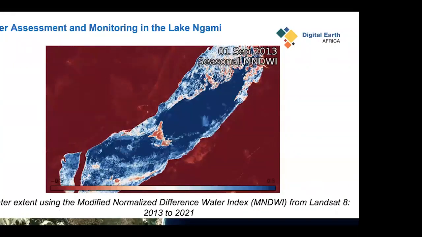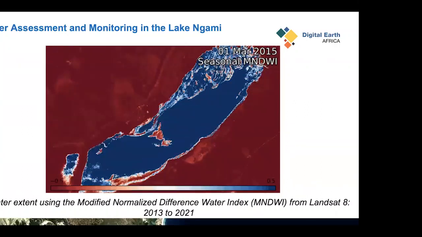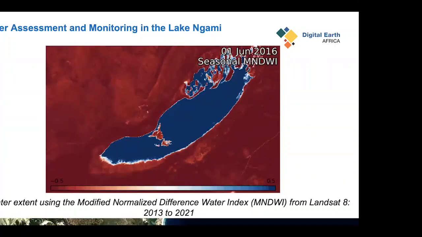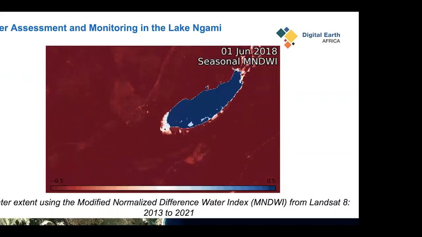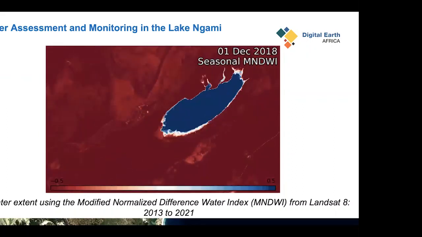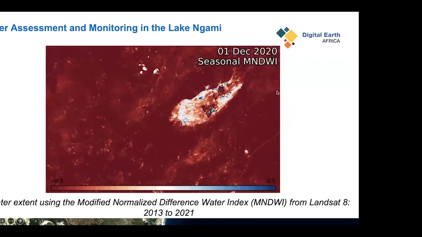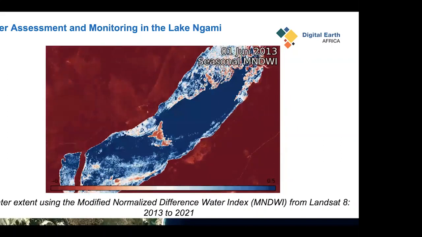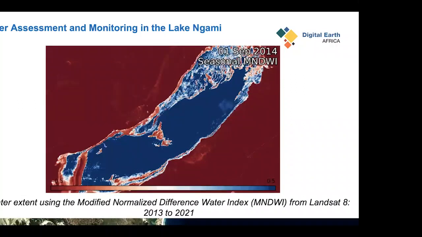Another way to show this is to use other satellite imagery or other indices within the satellite imagery. What we have here is the NDWI from Landsat 8. Landsat 8 started in 2013, and we were able to develop the yearly water extent for Lake Ngami from 2013 up to 2021. The animation you are seeing here is the amount of water that has been observed in the lake from 2013 to 2021.